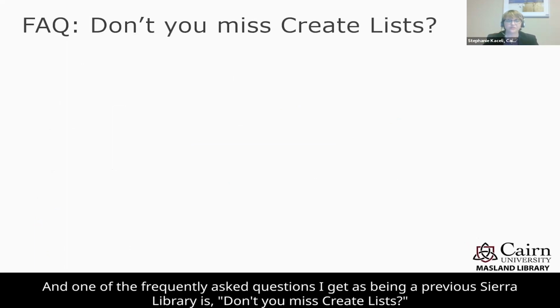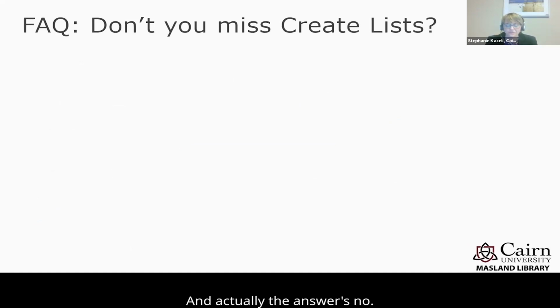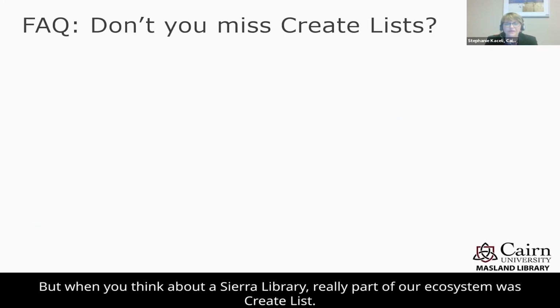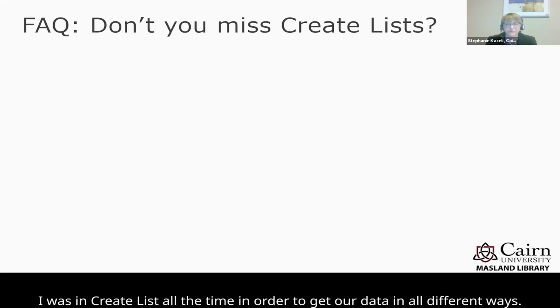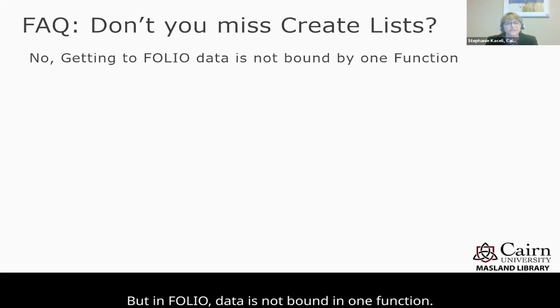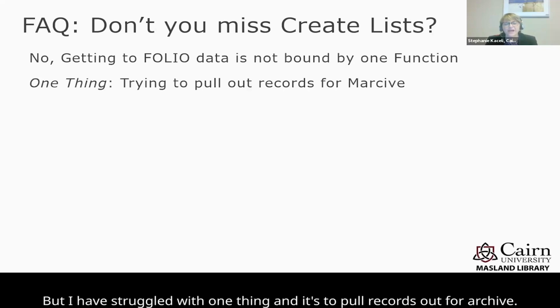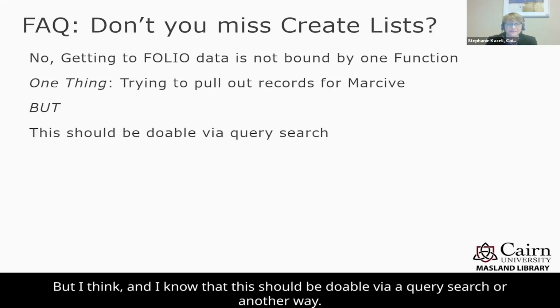And one of the frequently asked questions I get, being a previous Sierra library, is, don't you miss Create Lists? And actually the answer is no. But when you think about a Sierra library, really part of our ecosystem was Create Lists. I was in Create Lists all the time in order to get our data in all different ways. But in Folio, data is not bound in one function. But I have struggled with one thing, and it's to pull records out from archive. But I think, and I know, that this should be doable via a query search or another way.